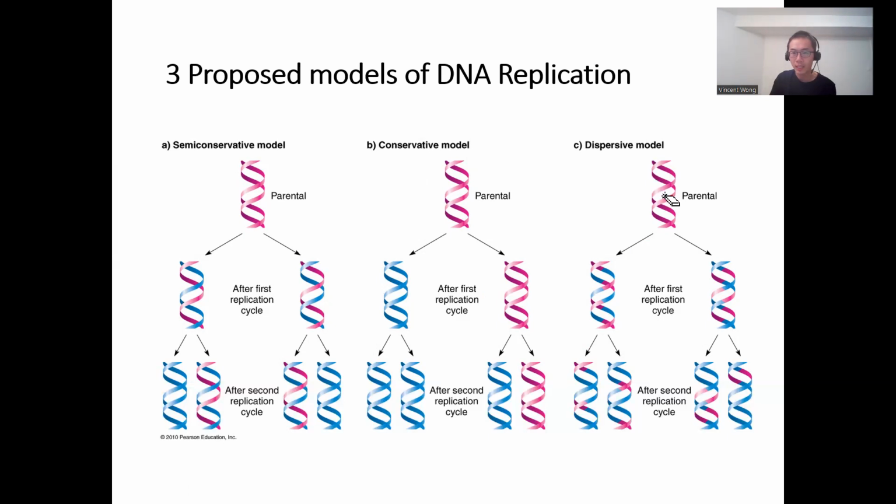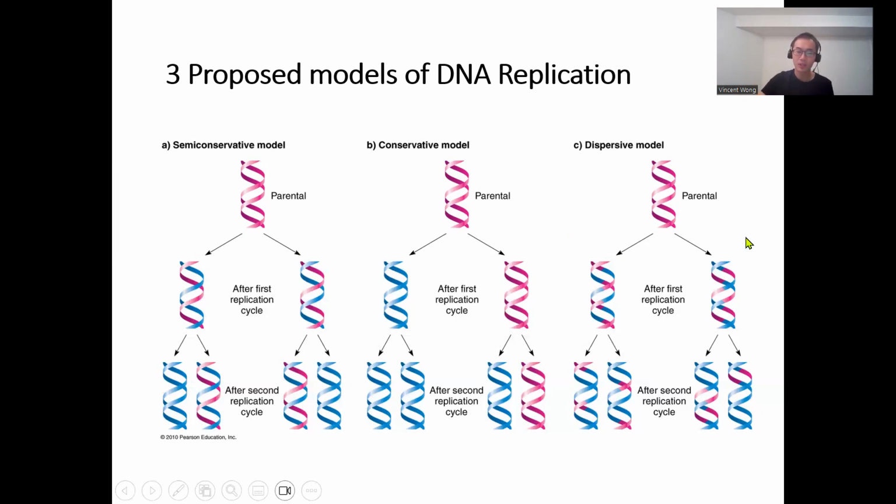The dispersive model is very similar to semi-conservative, but instead of half new, half old like this, it's still half new, half old, but they're not restricted to a particular strand in this case. Okay, it's like the same strand can have new and old material at the same time. All right, so those are the three models: semi-conservative, conservative, and dispersive.